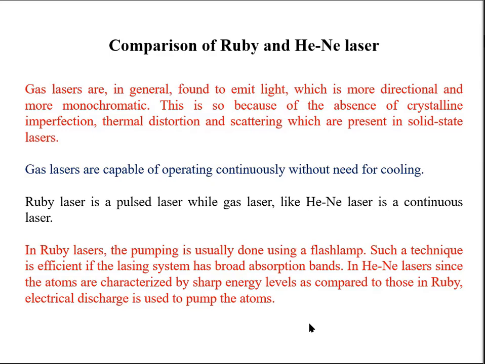So, in this topic of lasers, you have learned about the properties, procedure, types and examples of lasers, in which two examples of solid state laser and gas lasers were discussed.